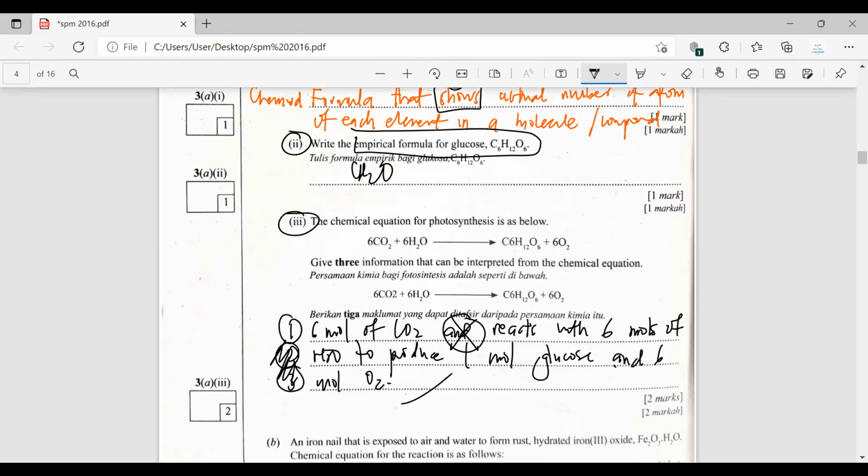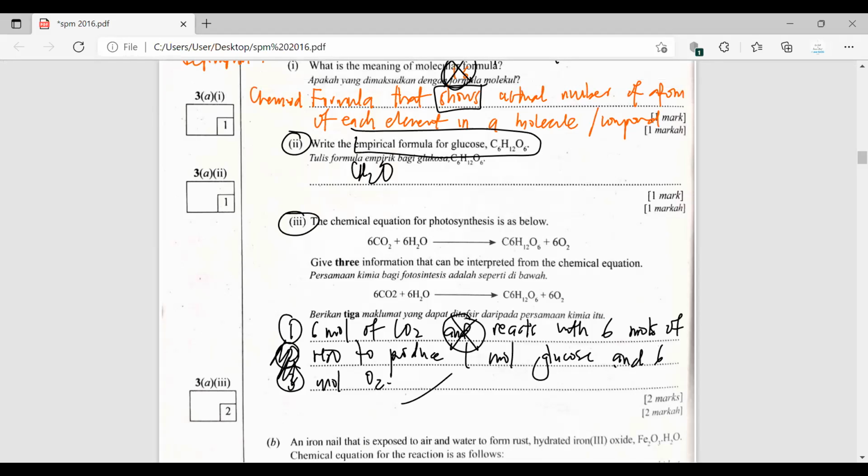Perfect. 3 marks here because why? You gave me the reactants, you gave me my products, and you told me how many moles are there. So it's got perfect 3 marks. Answering like this is fine. Okay, let's say someone didn't answer like this.